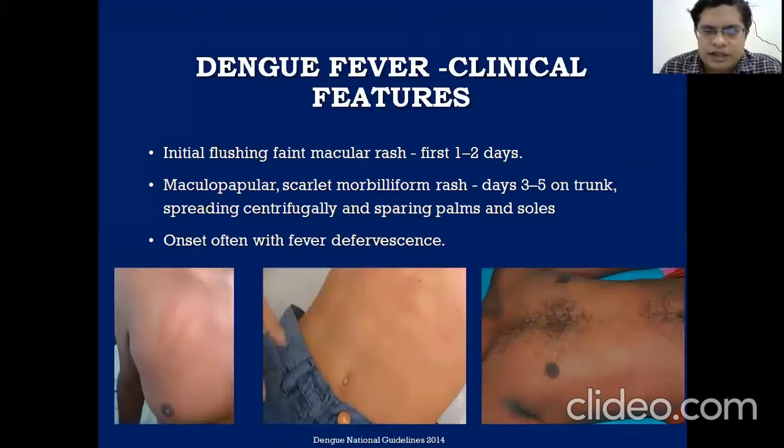The rash usually occurs on the 3rd to 5th day of the fever. It's usually a maculopapular, scarlet or morbilliform rash, usually seen on the trunk, spreading centrifugally and sparing the palms and soles. So here are the pictures. The third picture you can see is a diffuse macular rash with islands of normal skin. This is typically seen in dengue. It's a diffuse macular rash, and this is also a diffuse macular rash on the chest, and this is on the trunk. It is often seen after the fever subsides, at the defervescence of the fever.